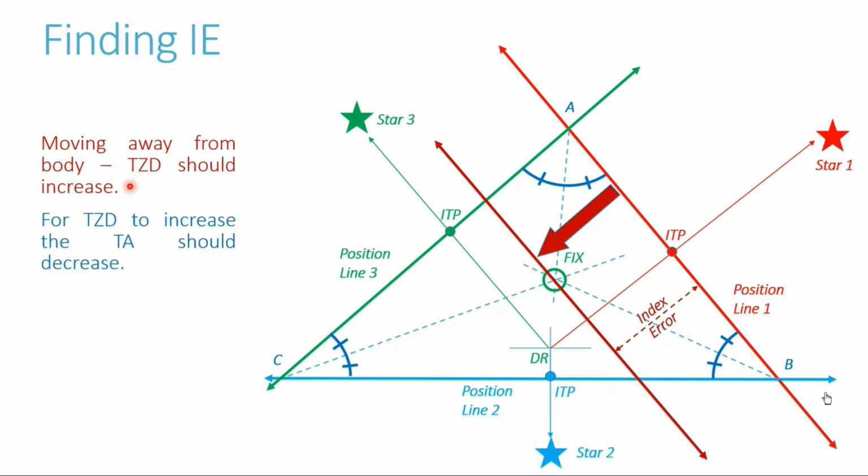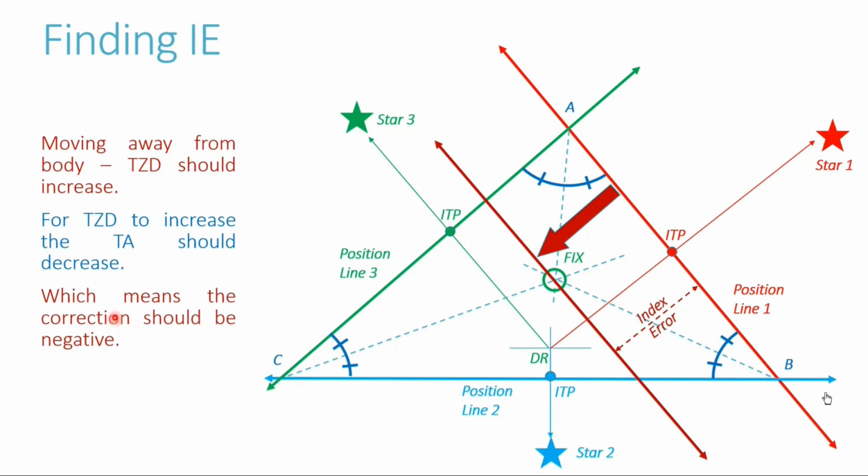Now we know that true zenith distance is 90 minus true altitude. So if we want the true zenith distance to increase, then the true altitude should be decreasing. If the true altitude decreases, then 90 minus true altitude, that is the true zenith distance, is going to increase. And if the true zenith distance increases, this red PL will move towards the maroon color PL and it will become accurate.